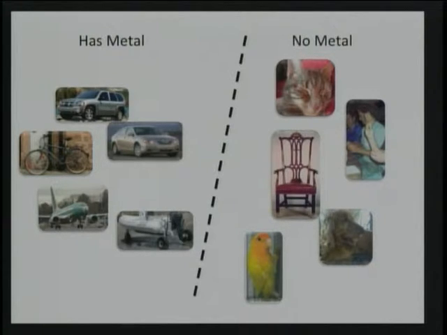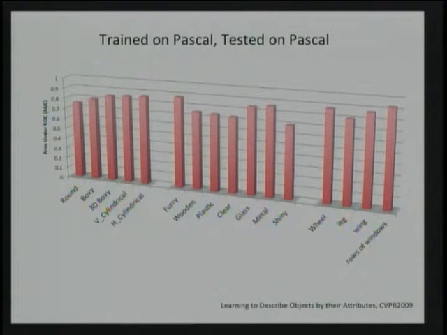And this is what happens. I'm showing you a random selection of the attributes, and the performance of those attribute classification problems. For some of the attributes, for example wheel, it's pretty good. For something, for example theory, it's above 0.8. And some of the attributes are harder, for example shiny.